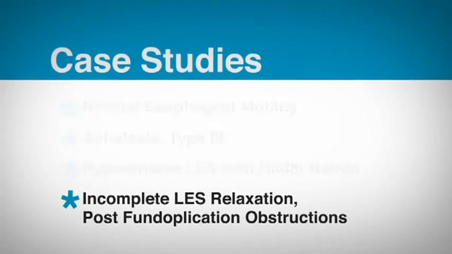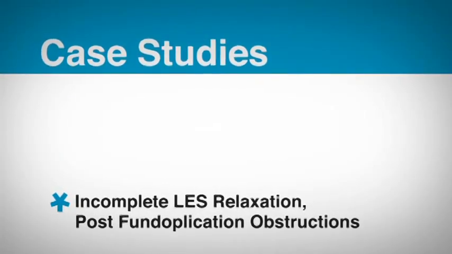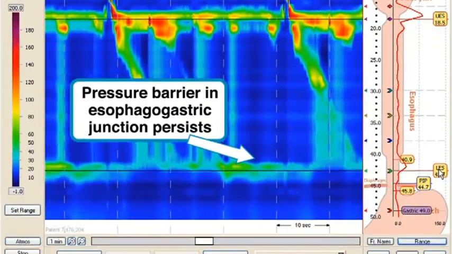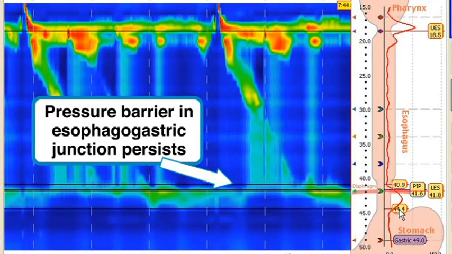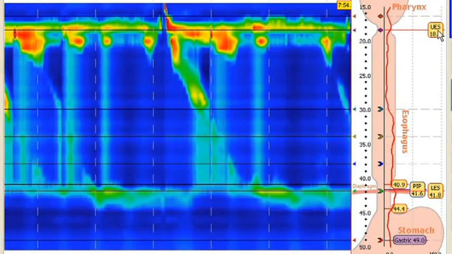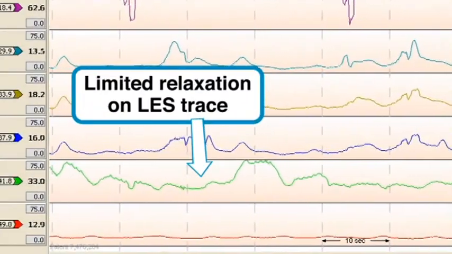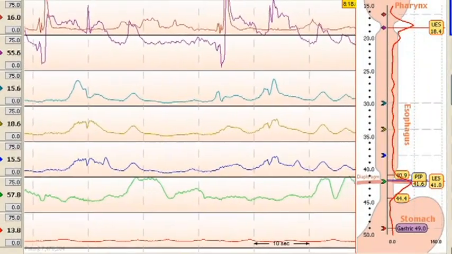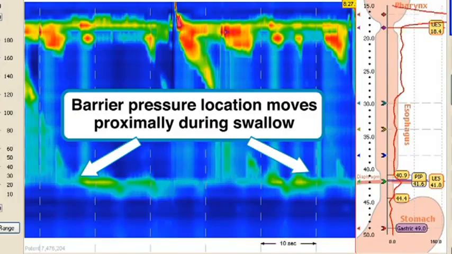Incomplete LES relaxation resulting from post-fundoplication obstructive changes. In this post-operative case, the pressure barrier at the EG junction persists at a time in the swallow sequence when the LES would normally relax. The sphincter appears to relax in the line tracing. But the high-resolution view shows that the barrier pressure region has moved proximally during this phase, causing symptoms of dysphagia.